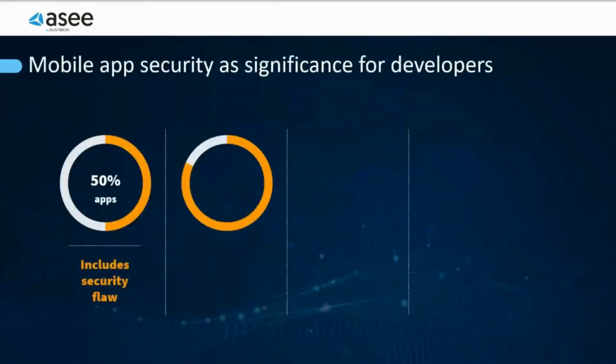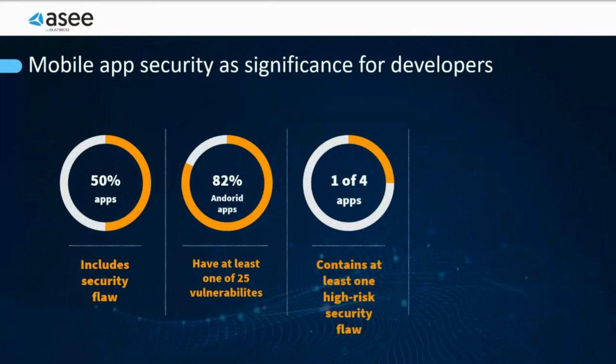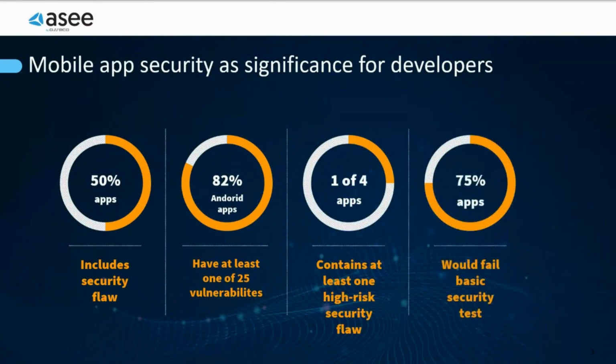Statistics about security in mobile apps are always amazing, but not in a good way. When it comes to securing mobile apps, most mobile app developers rely on server-side and data storage, which causes more than 50% of apps to include a security flaw. 82% of Android apps have at least one of 25 vulnerabilities. One in four apps contains at least one high security risk, and even 75% of all apps would fail basic security tests.